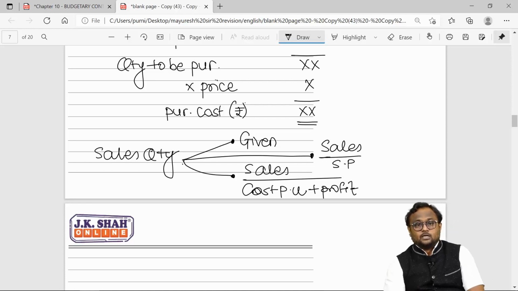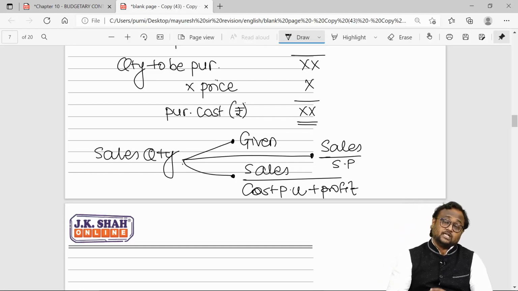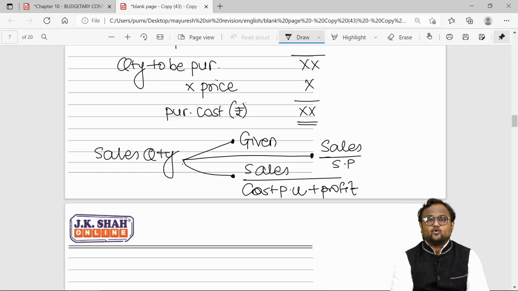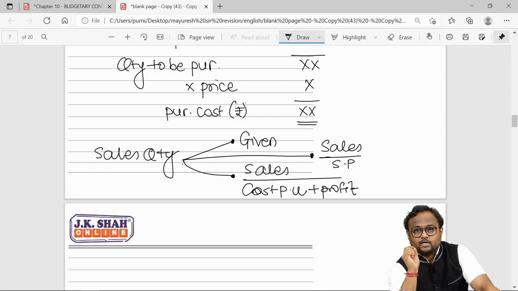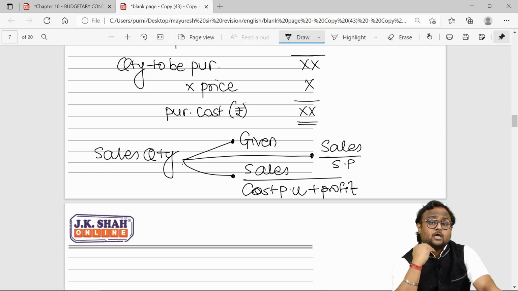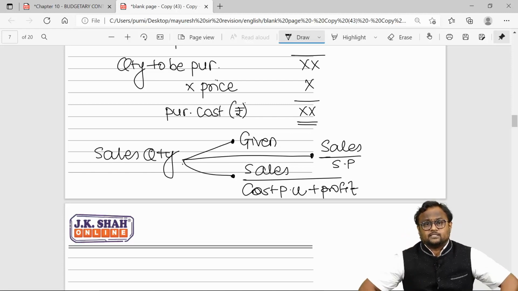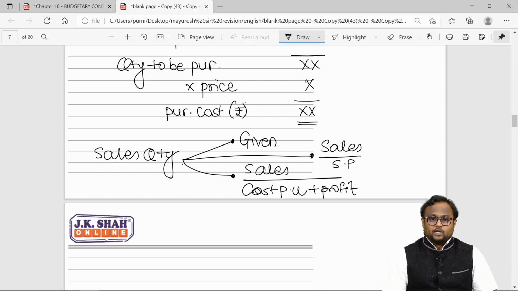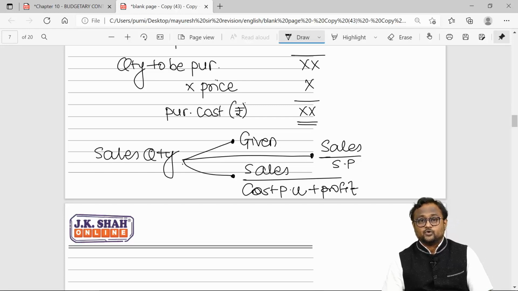Copy this as well. Sales quantity can be generated in 3 ways. Either it will be given in the question, or it will be calculated with the help of sales and selling price, or they will give you the cost structure. Add the entire cost structure, decide the total cost per unit, add profit, decide the total selling price, and use it. Sales divided by selling price will give you the answer. Have you clearly understood this? This is what you're supposed to do for a functional budget question.